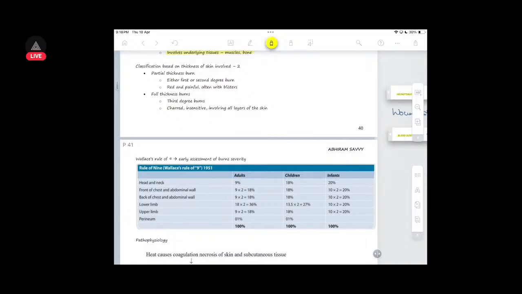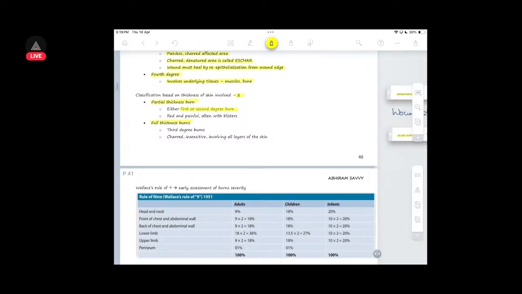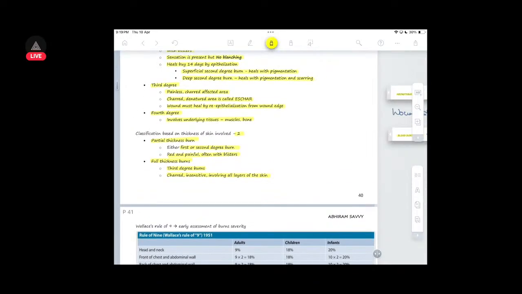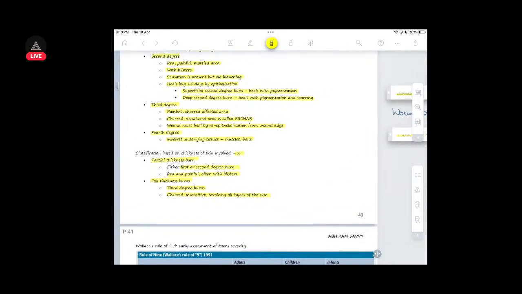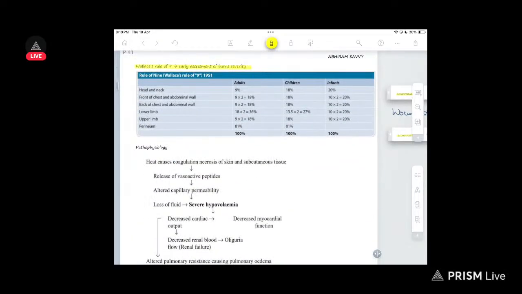Okay, so classification based on thickness of skin involved. This is the second type. Partial thickness burn, full thickness burn. Partial thickness is either first or second degree burns, red, painful, often with blisters, and full thickness is third degree burns, charred, insensitive, involves all layers of the skin. So Wallace's rule of 9, which is early assessment of burn severity, is taught here.